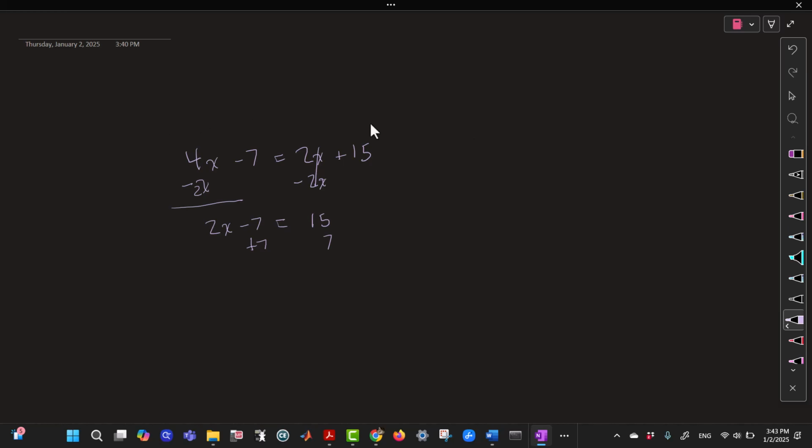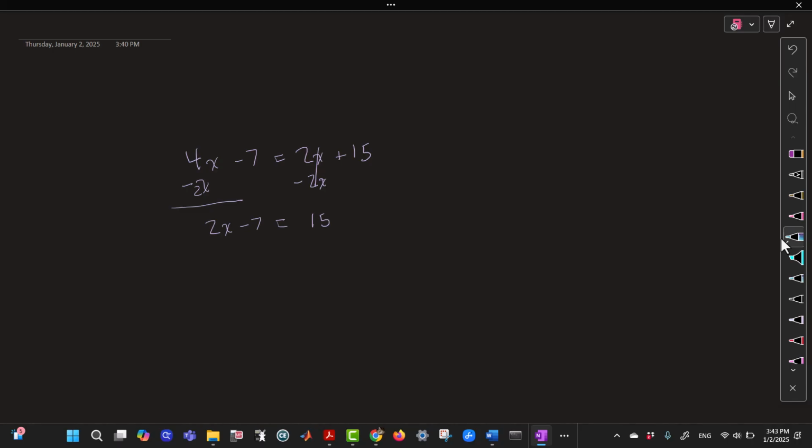I want to point something out here. So I have 2x minus 7 equals 15. Now the reason why I'm going to add the 7 to both sides first before I divide by 2 is because I can't divide by 2 yet. If I divide by 2, I have to divide everything by 2. I'd have to divide the 2x by 2, the 7 by 2, and the 15 by 2. And so I don't want to do that yet. It'll be easier for me if I take the 7 to this side first, and then I only have to divide the 2 things by 2.